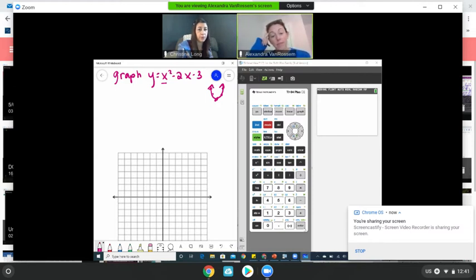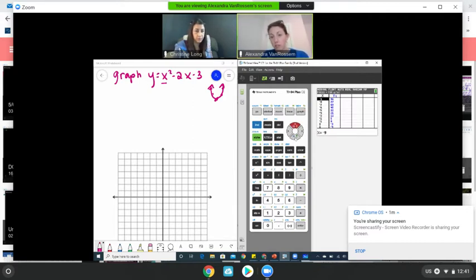But Mrs. Long, how would we find the vertex? Because I typed this into y equals already, right? I put it there. And then I pressed zoom 6 to look at my graph. And I see it. And I could kind of sketch it here, but I know I need exact points. But when I go to my table, it's like a whole bunch of numbers here. And I'm not really sure where to start.